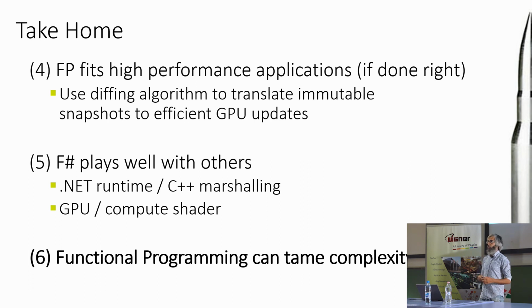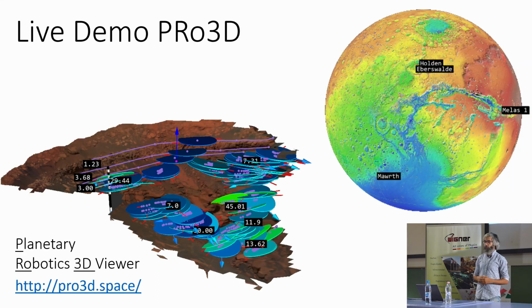Also, functional programming does fit high-performance applications if done right. If you can address this diffing problem, it can get efficient, and you still have all the advantages from the 5 C's. In our software, we are wrapping compute shaders with F#. We are calling high-performance C libraries. We can call any .NET libraries, so you can still use your old libraries, also your old code if you have C# code. And in the end, functional programming really was the thing for us to tame complexity.